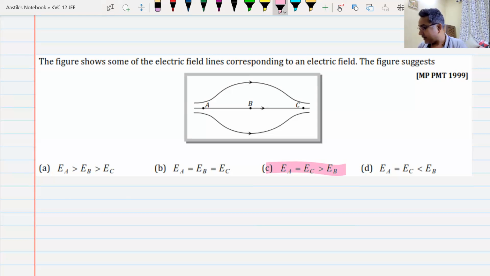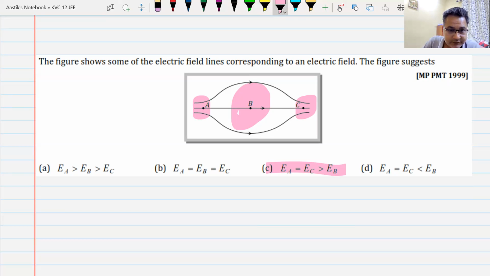At point A and point C, you can see the same number of electric field lines, equally dense. At B, we can see void space. That means the electric field at point B is less compared to the electric field at point A and at point C. Do we understand this? Yes or no?